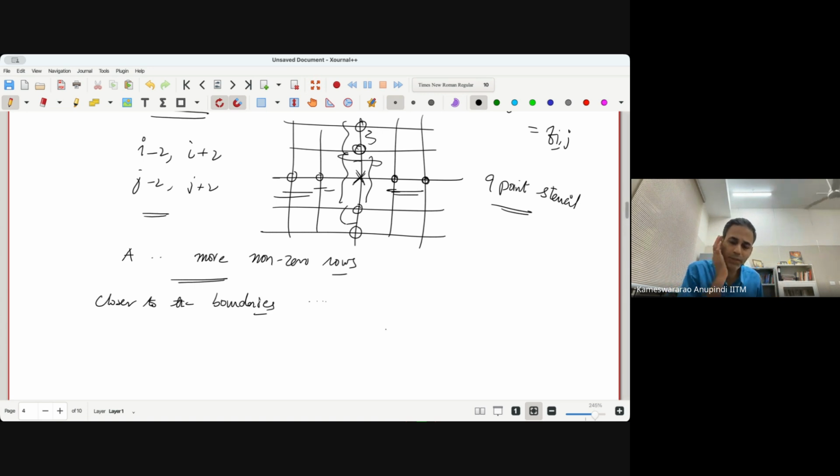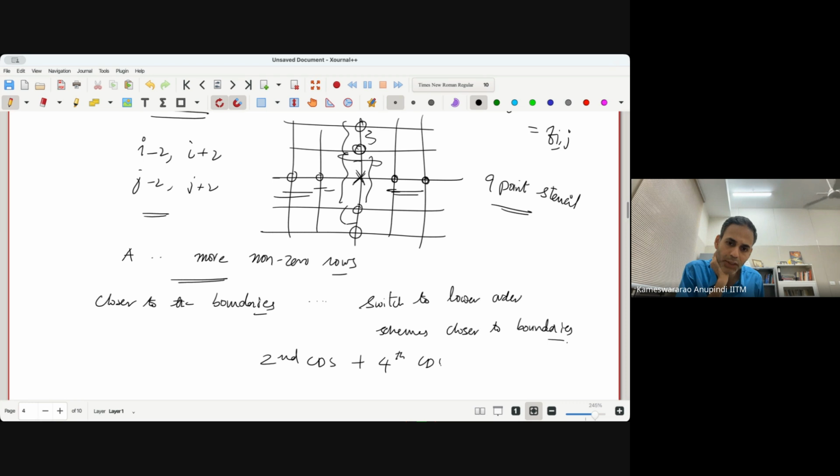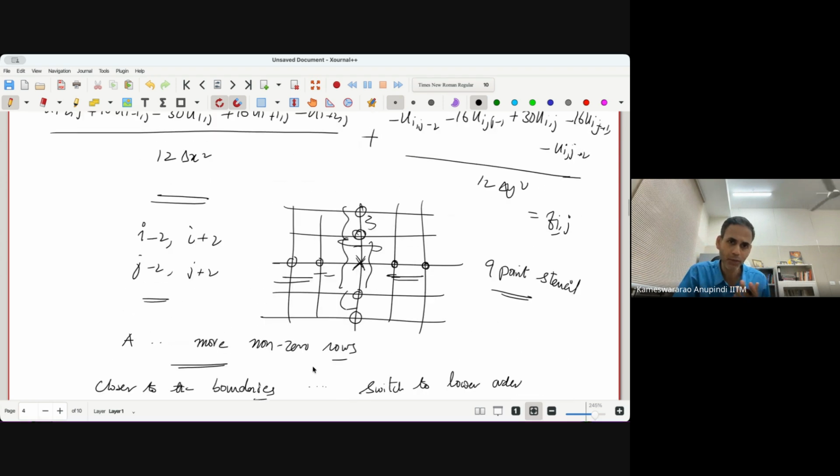So one solution, as we discussed before, is to switch to lower order schemes closer to boundaries. That means we will use second order CDS closer to boundaries, plus we're going to use fourth order CDS in the interior. Okay, so that is one way in which you can tackle this problem of solving with a higher order accurate scheme, but very rarely will we look at fourth order central difference schemes.